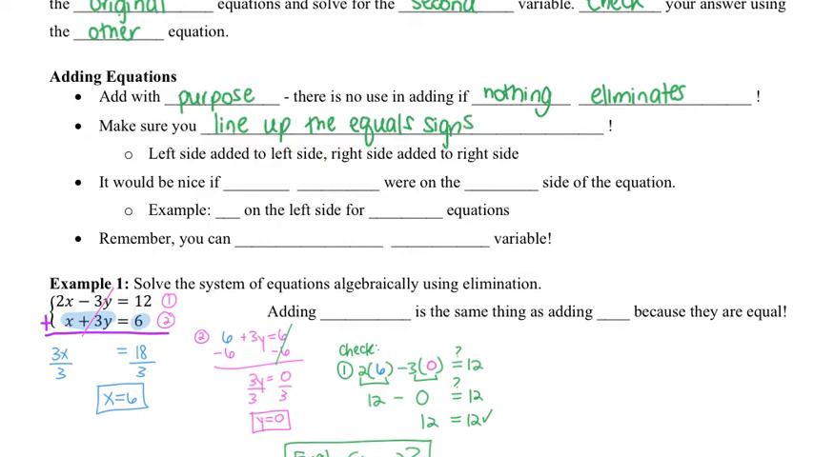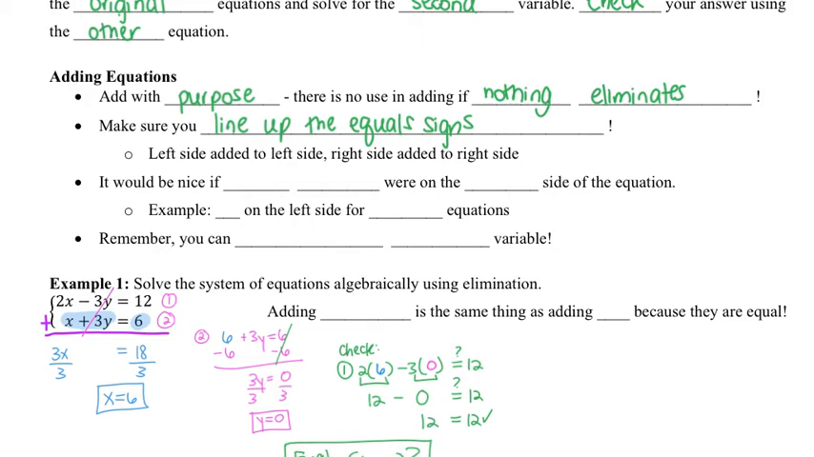So if in my original equation here in example 1, the 3y was on the opposite side, you could not combine those because they're not on the same side of the equation. So you have to add left side to left side, right side to right side. So you have to line up those equal signs. Just because you've got a like term on the right side in the second equation and the left side in the first equation, that doesn't mean you can combine them. So you'd have to rewrite if it wasn't lined up nicely. Left side, left side, right side, right side.